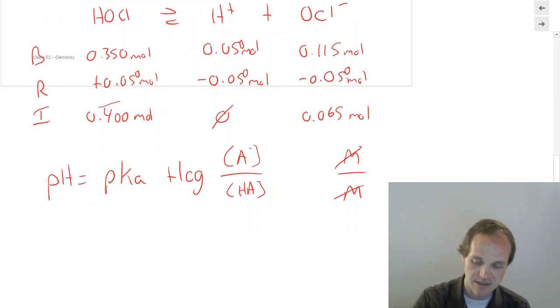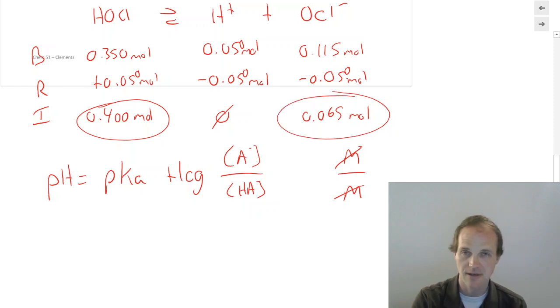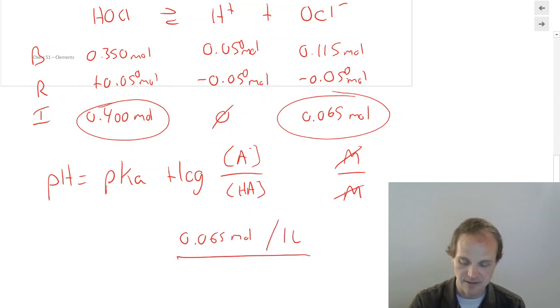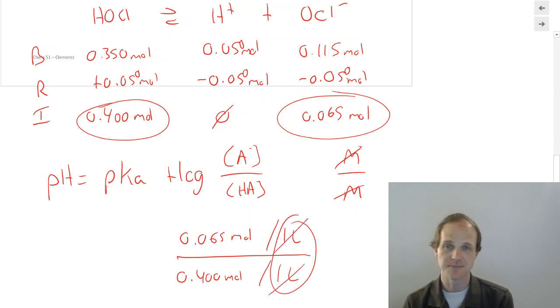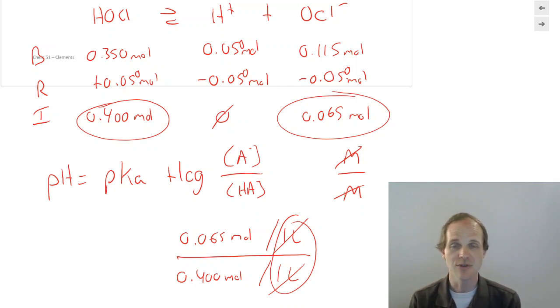So I'd put my A minus. Which one's my A minus? This one or this one? Yeah, it's the hypochlorite ion. So I'd say 0.065 moles, and I'd divide by 1 liter, and then I'd divide by 0.400 moles and divide by 1 liter. And what do you notice? Those 1 liters cancel. So it turns out one really cool thing about using the Henderson-Hasselbalch equation is that you don't have to worry about units as much as you normally do because they cancel. We can use molarity in the Henderson-Hasselbalch equation, we can use moles, and either works just fine because the total volume cancels in either case.